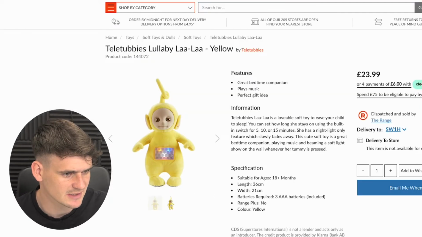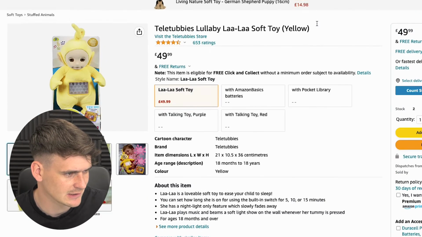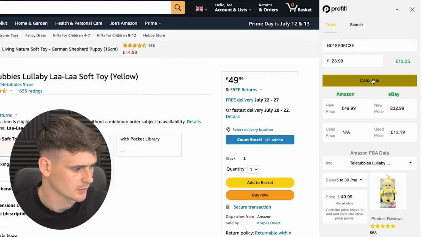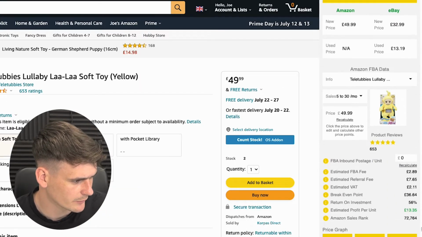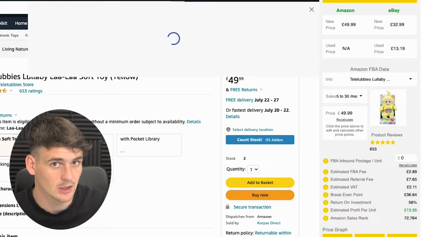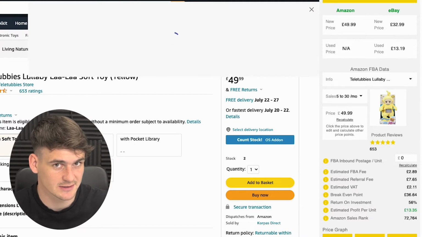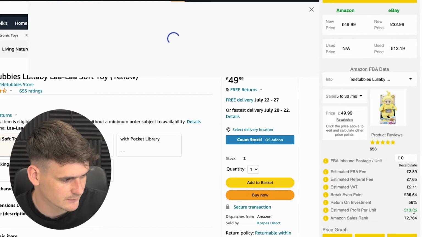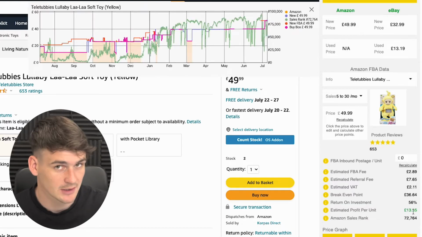Moving on to this next product, it has actually sold out now, but at the time we could buy it for £23.99. It's from The Range, and it was selling on Amazon for £49.99. So here's all the data. It's making good profit, £13.35 profit per unit, which is great now, but we just want to check this price graph to see if this is accurate, because just because it's £13.35 profit now doesn't mean it's always going to be that.